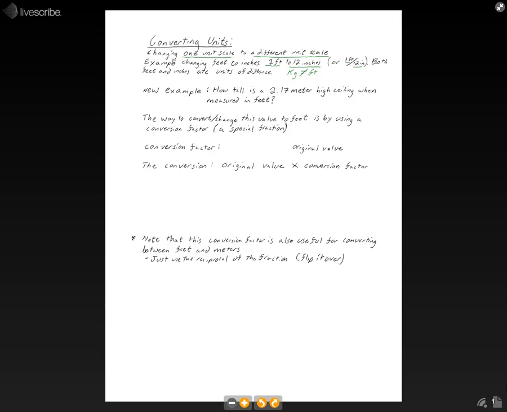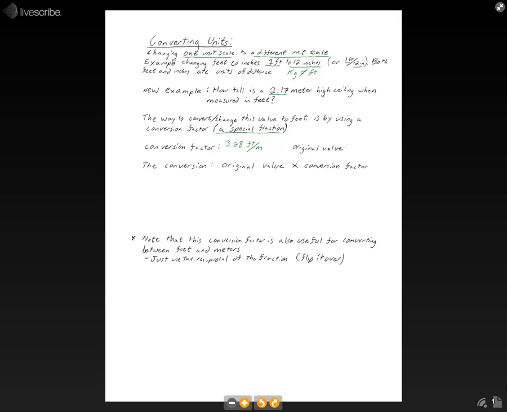So, as another example, how tall is a 2.17 meter high ceiling when measured in feet? The way to convert or change this value to feet is by using a conversion factor, which is basically just a special fraction where you have one value over another value. So the conversion factor between feet and meters is about 3.28 feet per meter.